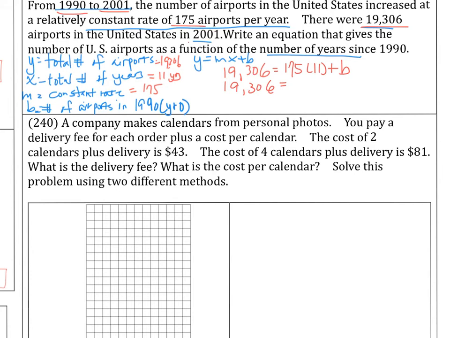175 times 11 is 1,925, and b equals 17,381. Now we can write our equation. y equals 175x plus 17,381.